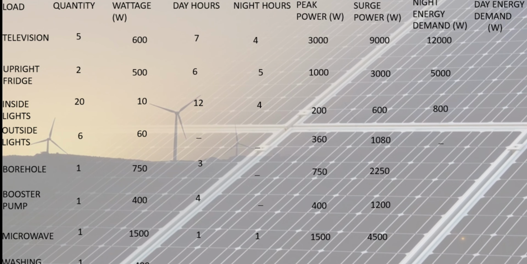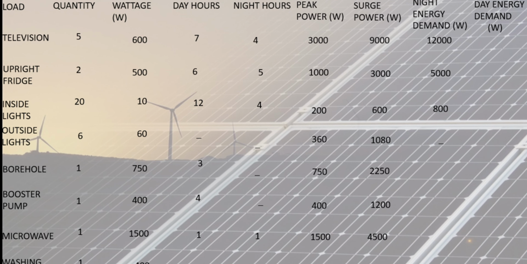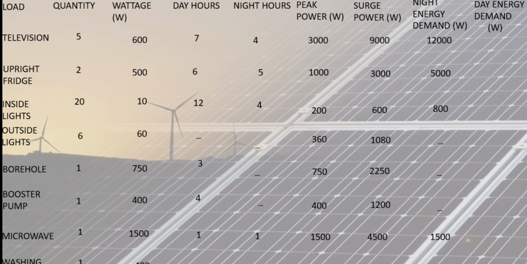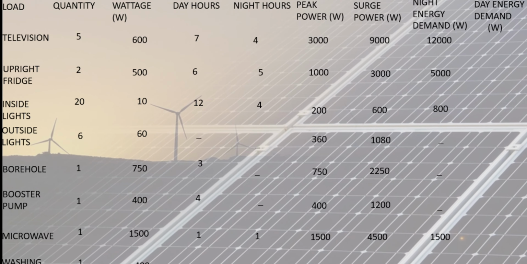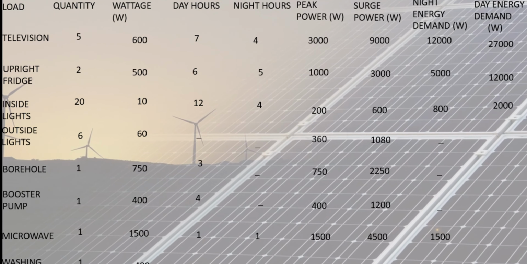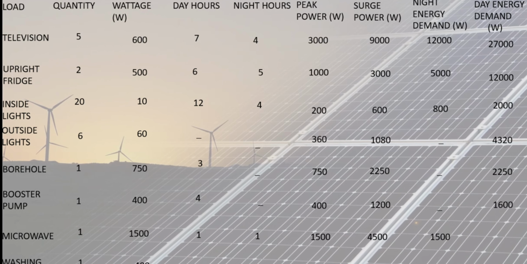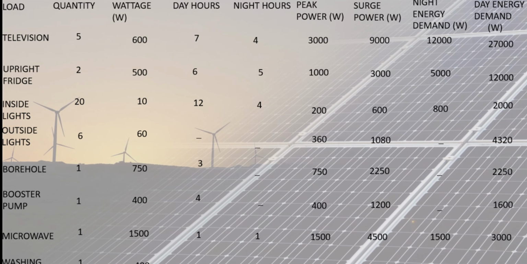we get nothing. Why? Because it doesn't work during the night. We get nothing for borehole, we get nothing for booster pump, but for microwave we get something, 1500. Washing machine, we get nothing. Daily energy demands, we get 27,000, we get 12,000, we get 2,000, we get 4,320, we get 2,250, we get 1,600, we get 3,000, we get 1,600. After we fill in all the details in the table, we are almost there.